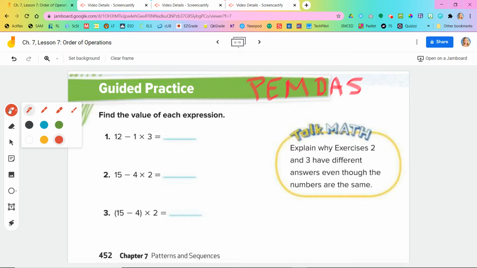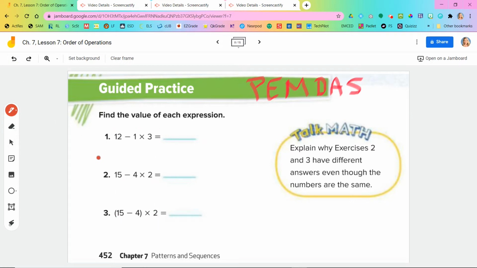So let's find the value of each expression. Remember, an expression is like an equation. It just doesn't have, well, I say it doesn't have an equal sign. These do. But there's not a variable out there. So technically, we're just looking at this. Hope that makes sense.